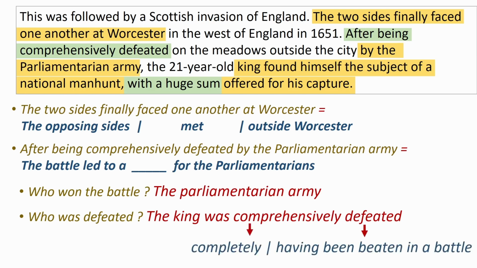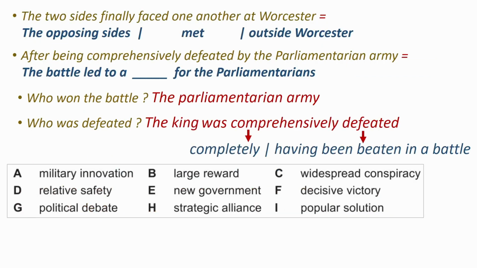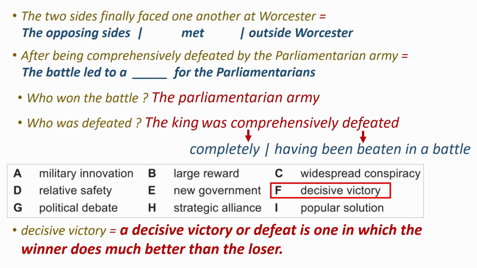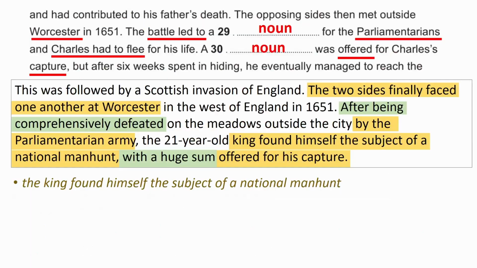Comprehensively means completely, and defeated means beaten in a battle. Now, from the box, we have the opposite of that. A decisive victory means a victory in which the winner does much better than the loser. So here the parliamentarians are the winners, and this one makes sense here. The battle led to a decisive victory for the parliamentarians. And for question 30, we guessed it before reading: a large reward.